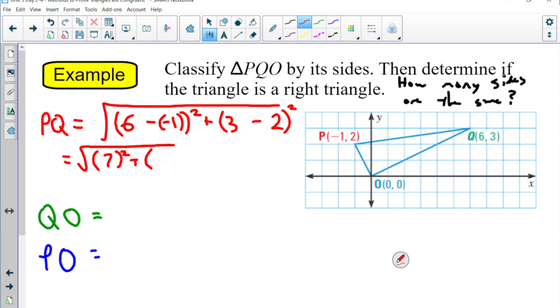squared, plus 3 minus 2, that's 1 squared. So let's square those. 7 squared is 49, and then 1 squared is 1, and 49 and 1 is 50, all under a square root.